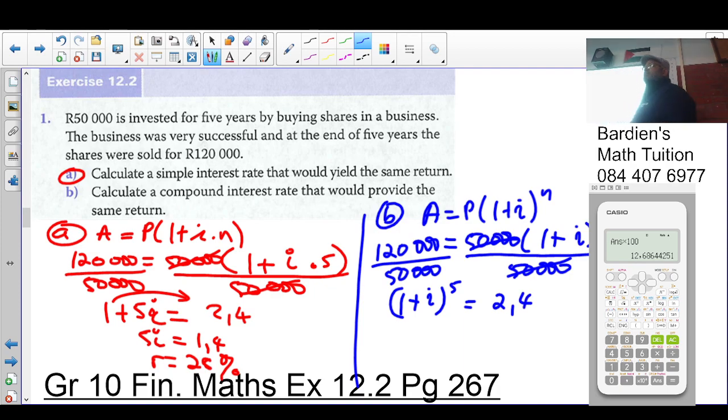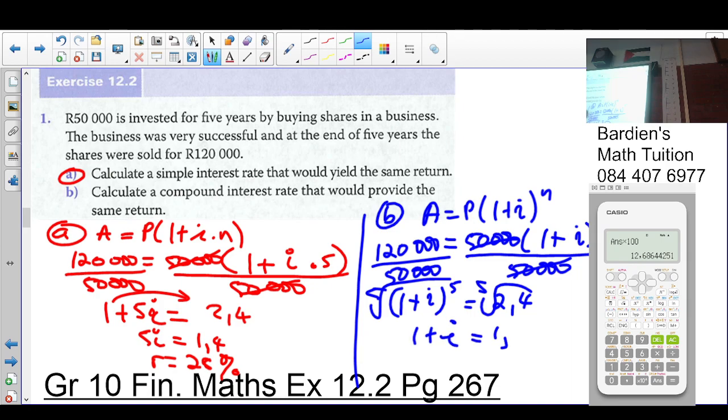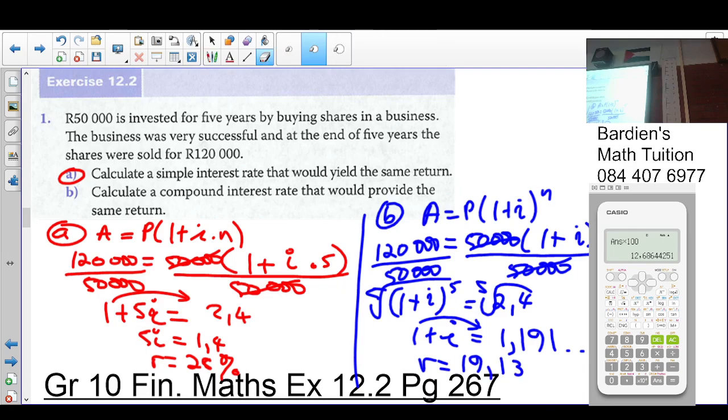So what do I do now? The fifth root on both sides. Fifth root, so 1 plus i equals 1.19, and the number carries on. So it's 1.191 and the number carries on. You subtract 1, you get 0.191. Then you times by 100. So it's 19.14 basically.